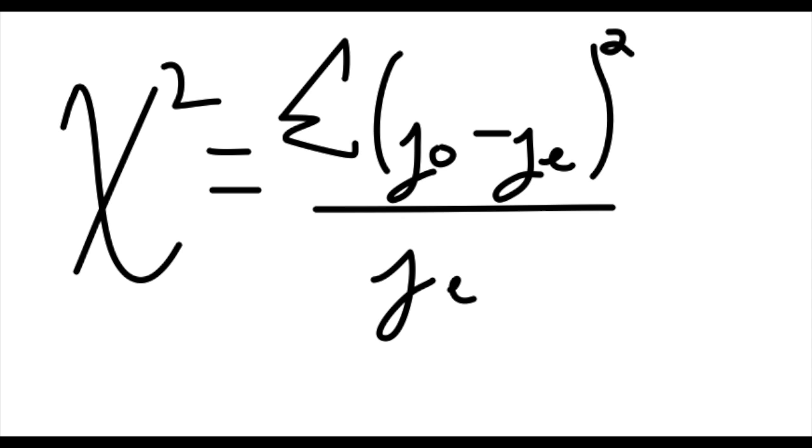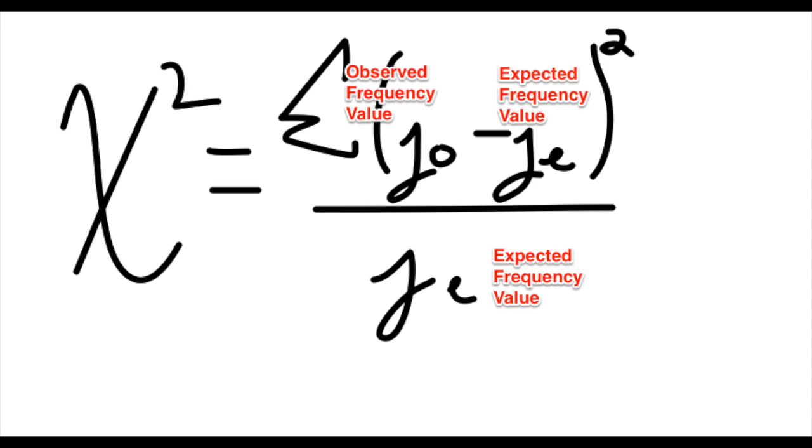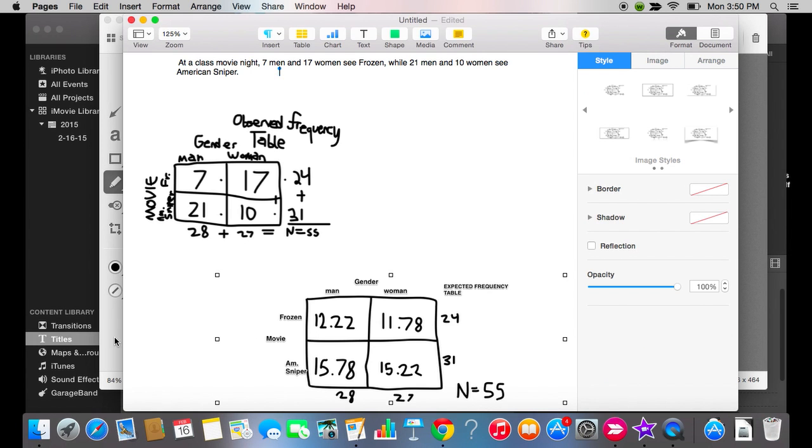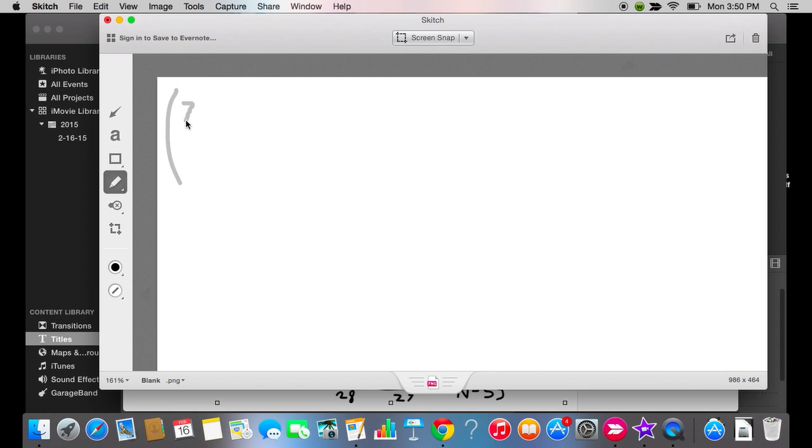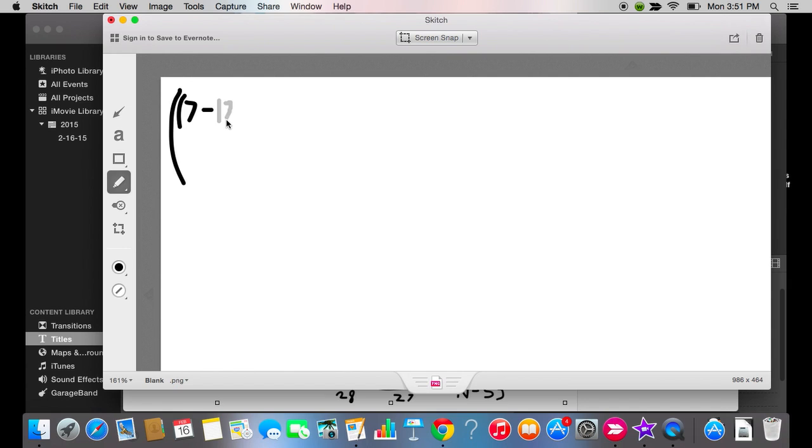Anyway, that's our formula: f of o minus f of e, squared, over f of e. F of o is the observed frequency value, that's what was in the first table. And f of e is the expected frequency value. So we'll just follow the formula. I would write it on your test as soon as you get it. Same thing with the correlation formula: write it on your test and then follow it when you get to that part, so you won't forget.